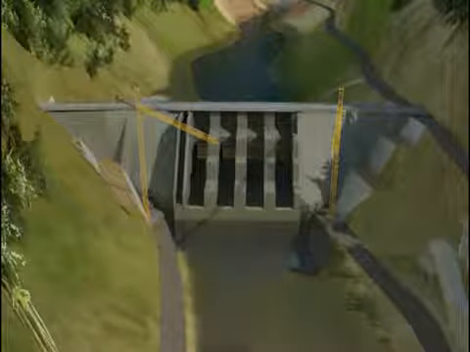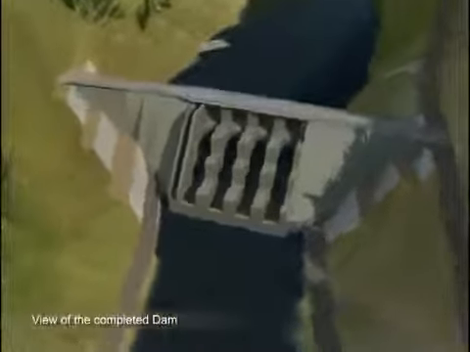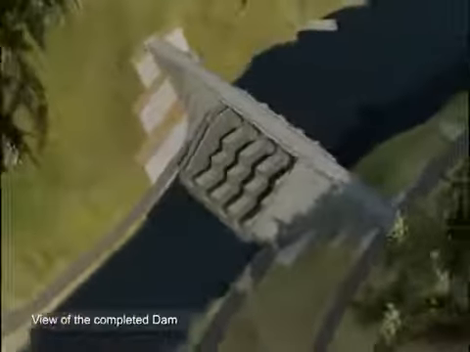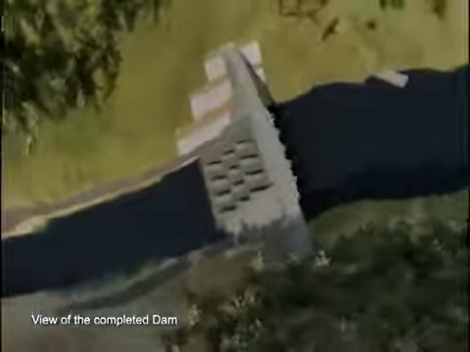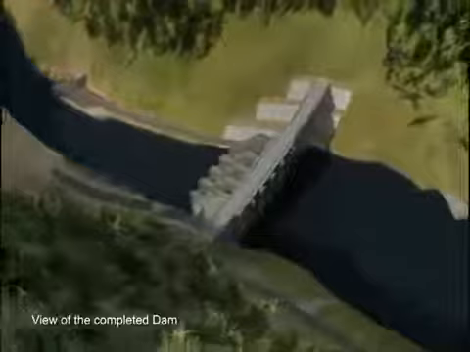Temporary structures like dikes and cofferdams at upstream get submerged underwater, while the downstream structures are removed after completion of the structure. What we see now is the completed dam.